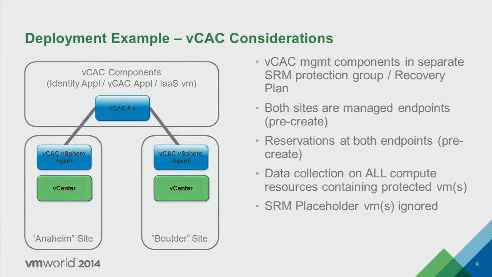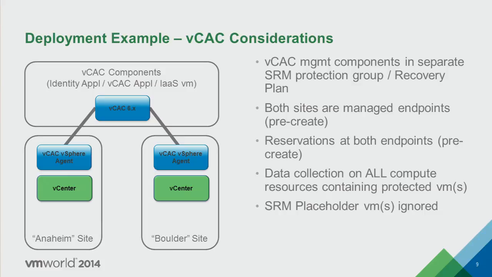So VCAC itself, as I said earlier, we've got 3 components there, but the one thing that you're going to have to do in this kind of multi-site design is you're going to have to define both sites as endpoints in VCAC. So in VCAC, an endpoint is just a site where you're going to consume resource. Obviously, there's different endpoints that we support with VCAC. We support things like VCD, AWS, and obviously vSphere. In this example, clearly, these are vSphere endpoints. So you define Anaheim as an endpoint, and you define Boulder as an endpoint in VCAC.